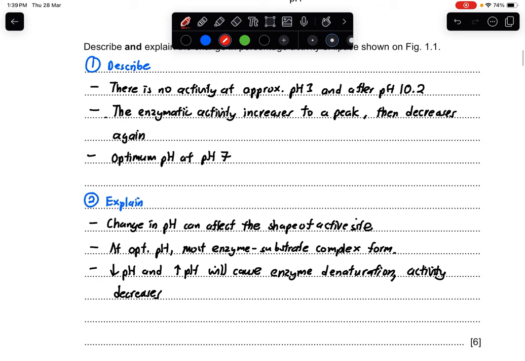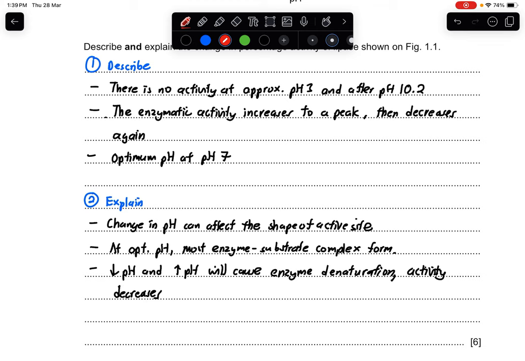And now for explanation. Why will the change of pH cause the activity to increase or decrease? One reason is because of the active site. The active site changes as the pH changes. So this is how it works. At optimum pH, there will be the most enzyme substrate complexes formed. This is definitely because the enzyme is working at its peak, at its best. So they will produce more products.